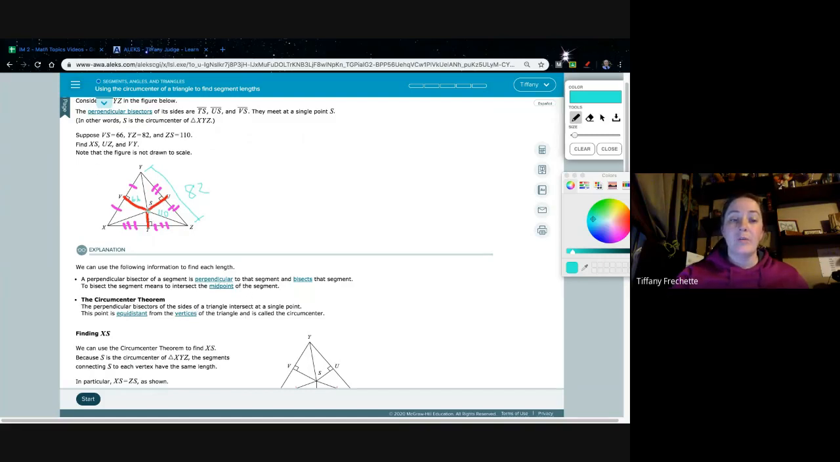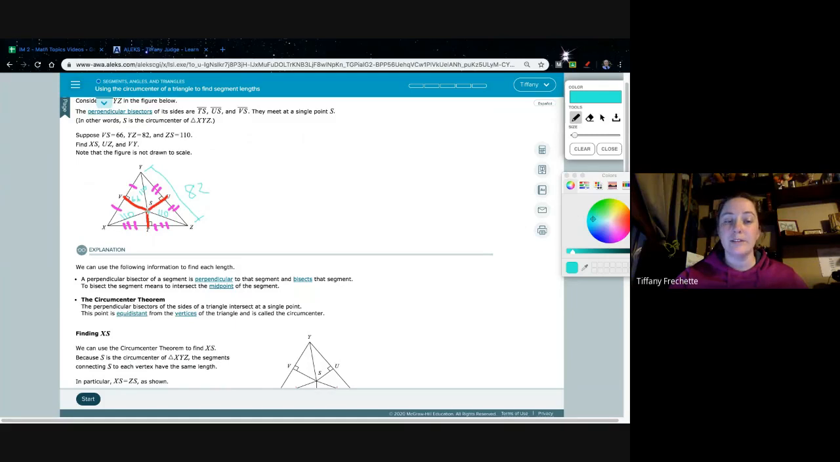So this point is the same distance from this point to this vertex, Y. I can go back to the center here to this point, and it's the same distance to Z, and it's the same distance to X. So if I know that this is 110, I know they're all 110. I'm just going to write that one sideways because I didn't feel like moving my whole board sideways there. So that point is equidistant from the vertices.